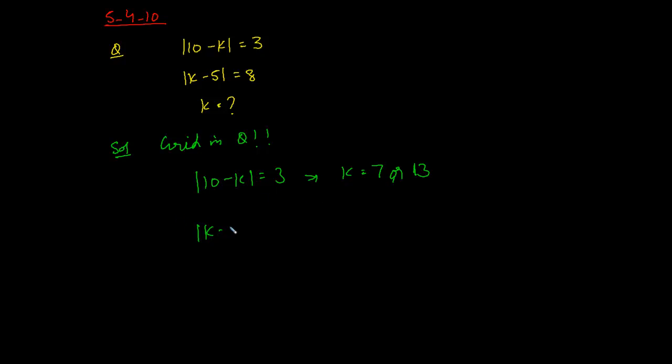The second equation says the absolute value of k minus 5 equals 8. So the difference between them is 8. Again, I can have k equals a 13, or we can have k equals a minus 3, because a minus 3 minus minus 5 is equal to a 8. Right, so that's pretty simple. Now if you look at both the equations, the only number that works for both of them is a 13. So the answer here would be a 13.